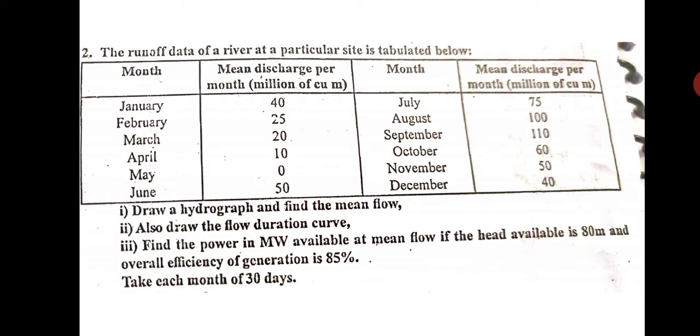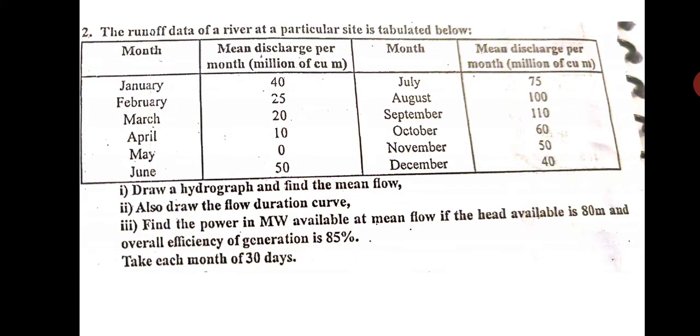And now what is the minimum value here? Minimum value is 0. Then it starts from 10, and the maximum value, somewhere in August, September, is 110 millions of cubic meter per month. Now draw a hydrograph and find the mean flow. First we have to draw the hydrograph and find the mean flow.